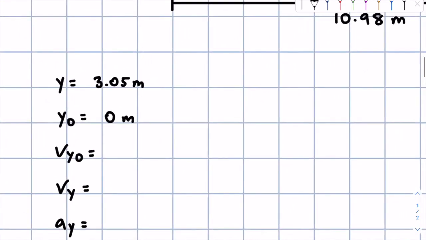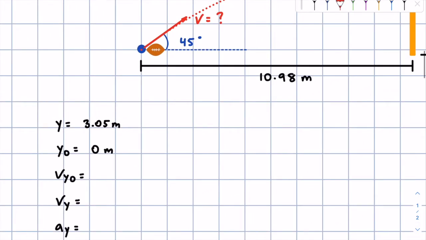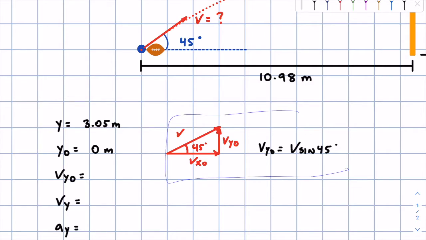Vy naught, well, let's take a look at our velocity vector. So as you know, I like to draw the velocity vector. So here's our velocity vector. We called this v, and if this is vy naught, and the vy naught is pointing up, and the vx naught is pointing to the right, and this angle is 45 degrees, we know that vy naught is equal to v sine 45, and vx naught would equal v cosine 45. Okay.